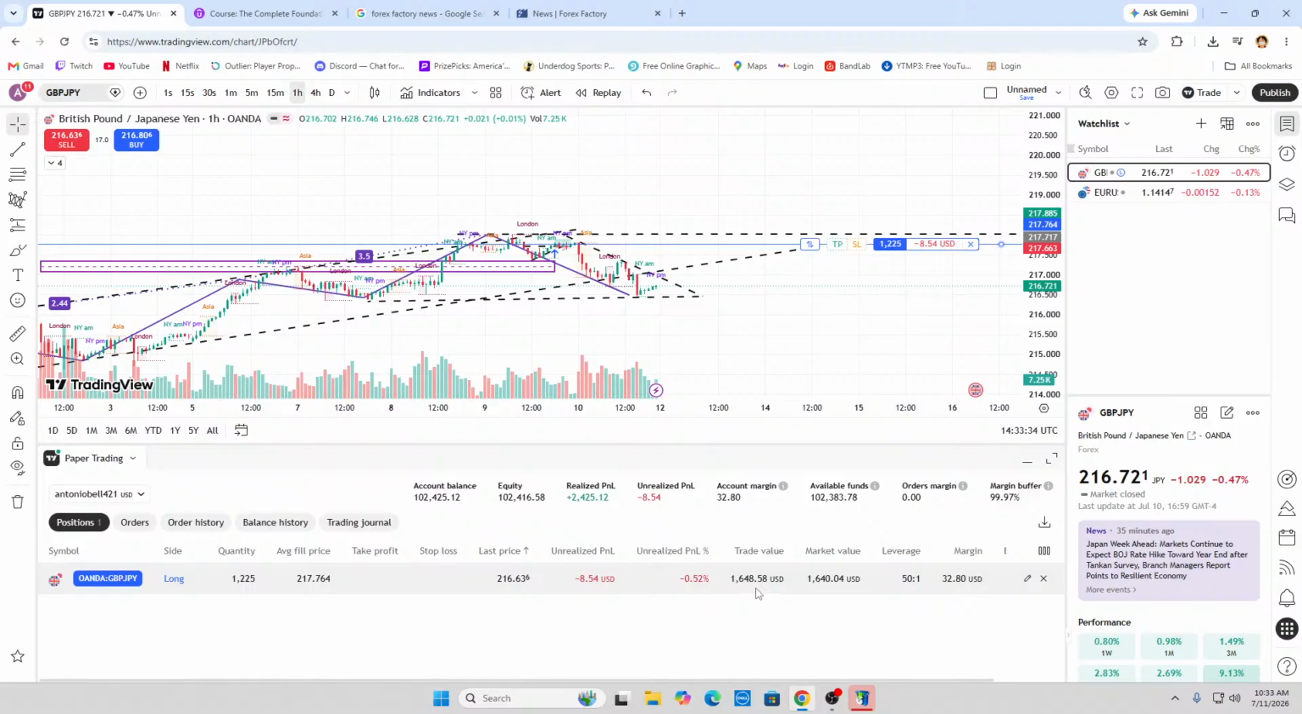What the fuck? Trade value was 1,600. Oh, hell no. That's how much I lost? This is how much I lost just now? How much did I lose just now, bro? Trying to figure out how much I lost.